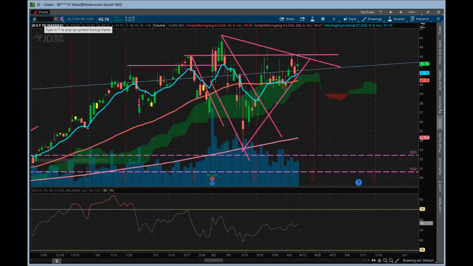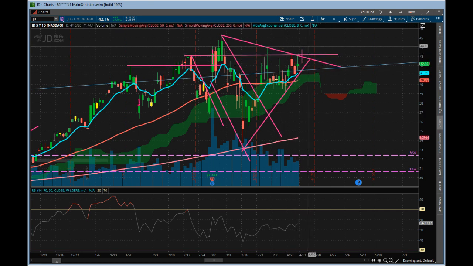But let's take a look at a couple of the key ones right here. So JD forming a triangle right here, right? Really nasty price action on the daily charts, guys. Big upper shadows, even on the move up. This is really, really tricky right now. If we do have a breakout candle here with some good volume, we might see a little bit of a move up. But this is tricky.